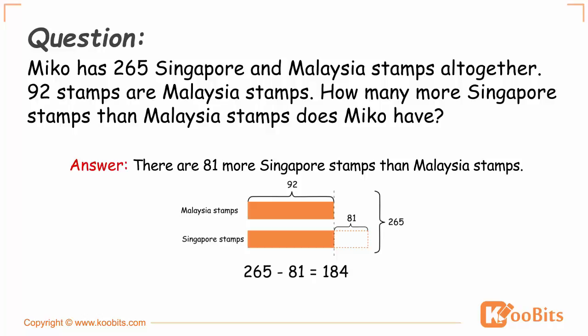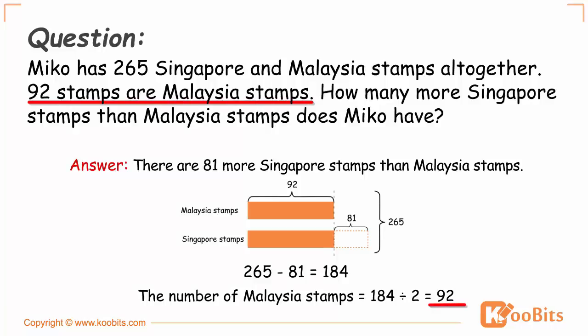265 minus 81 equals 184. So, 184 is twice the number of Malaysia stamps. Am I right? Thus, the number of Malaysia stamps is equal to 184 divided by 2 equals 92. This is consistent with the value given in the question. Therefore, we know our answer is correct.